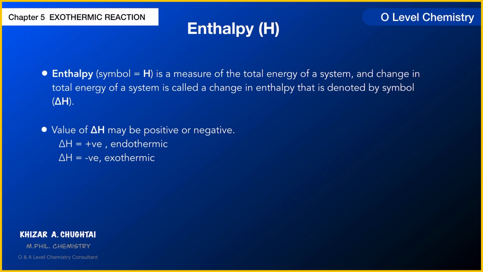If delta H is positive, the reaction is taking heat energy from the surroundings. And if delta H is negative, then the reaction is expelling heat to the surroundings. The unit of delta H is kilojoules per mole. This is the basic unit of change in enthalpy.